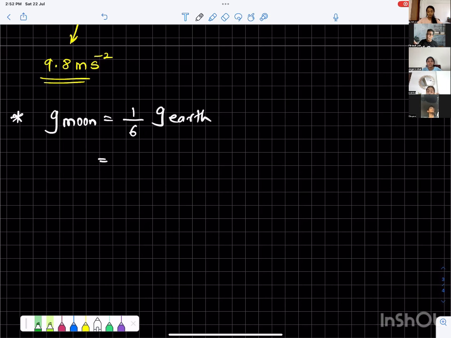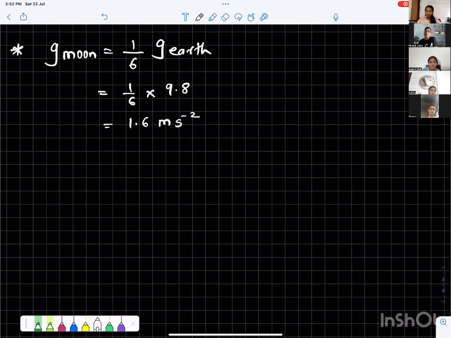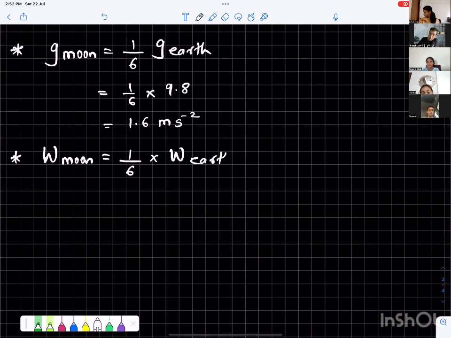So now, guys, what is the gravity on the Earth? It is around 9.8. So on solving, you'll get 1.6 meter per second square. Clear, guys? Everybody? So this is the gravity on the Moon. Now, if they ask you what will be the weight of a body on Moon, how much will it be? 1/6 of the weight of a body on Earth. Why will it be 1/6? The reason is exactly because the gravity is 1/6, so weight also becomes 1/6.